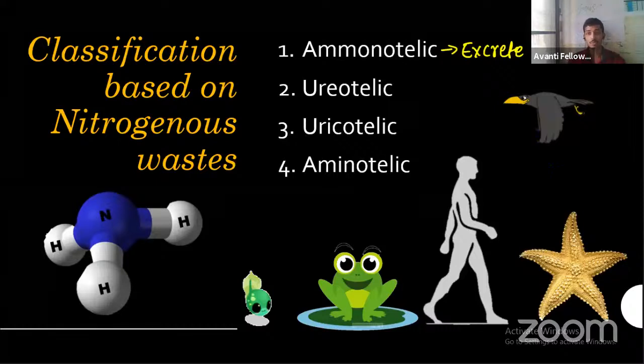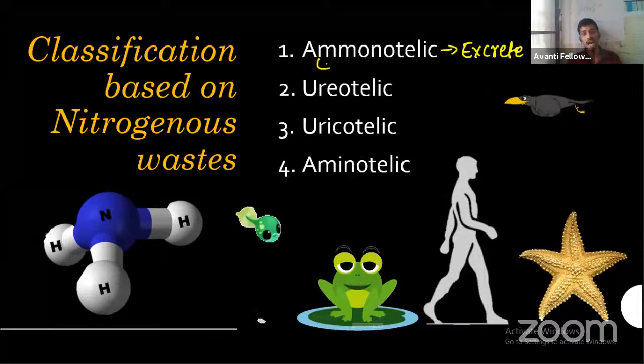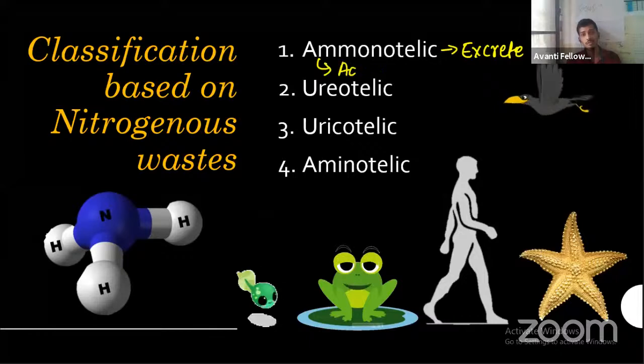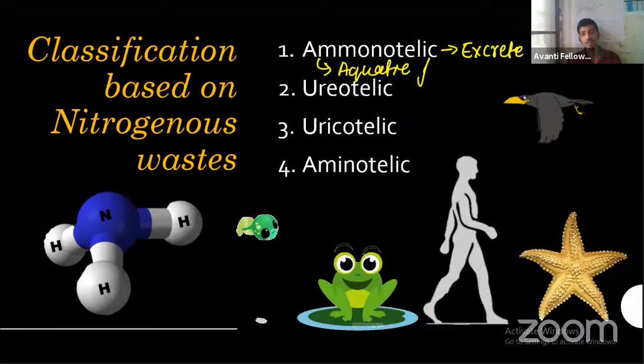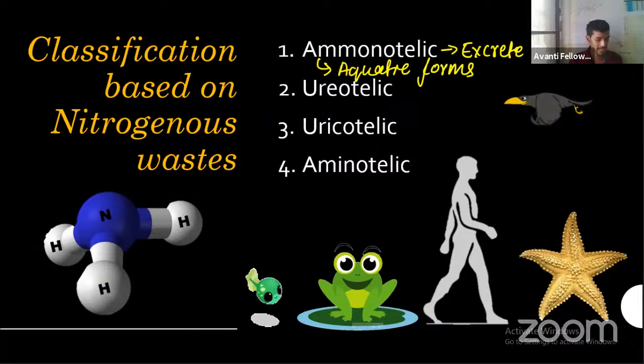Most of you have already smelled ammonia and know how strong it is, and it's highly toxic. Then what kind of animals excrete in the form of ammonia? They will be aquatic forms. Why only aquatic forms? Because they are present in the water. Even though they excrete ammonia, it will be diluted out, so there will be no issue. They won't take the trouble to make any changes.